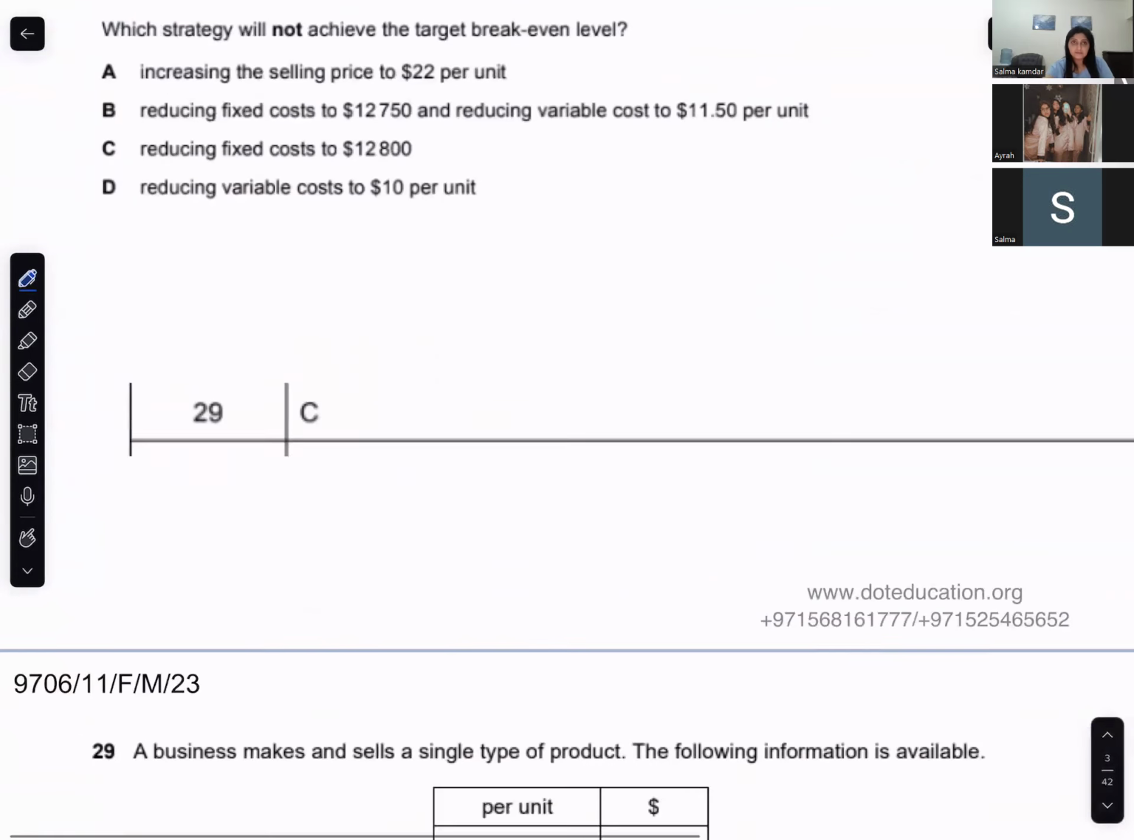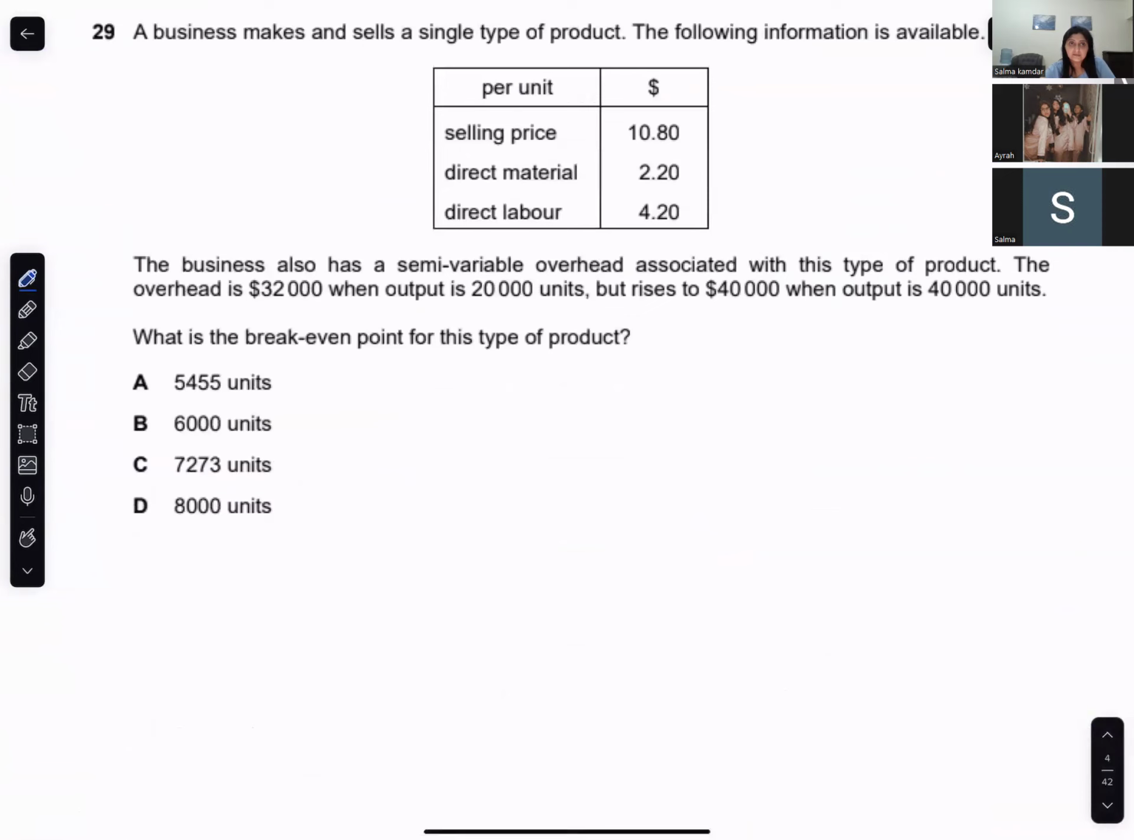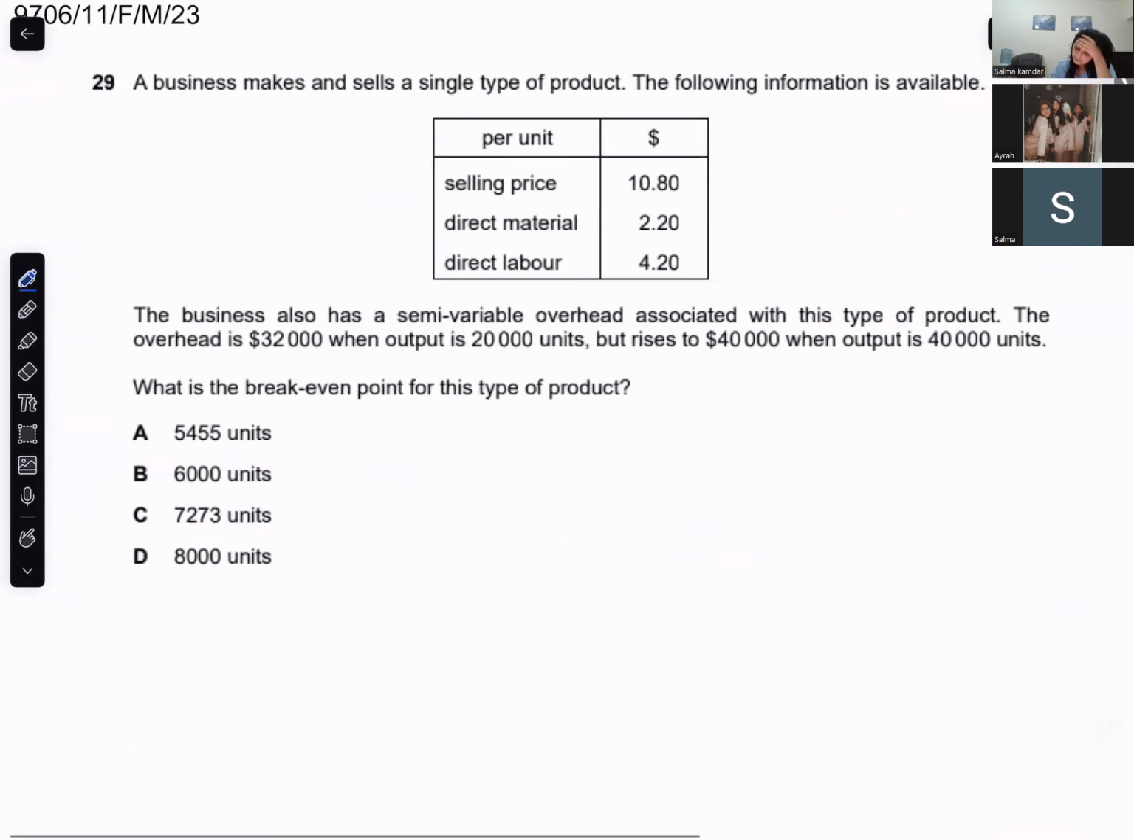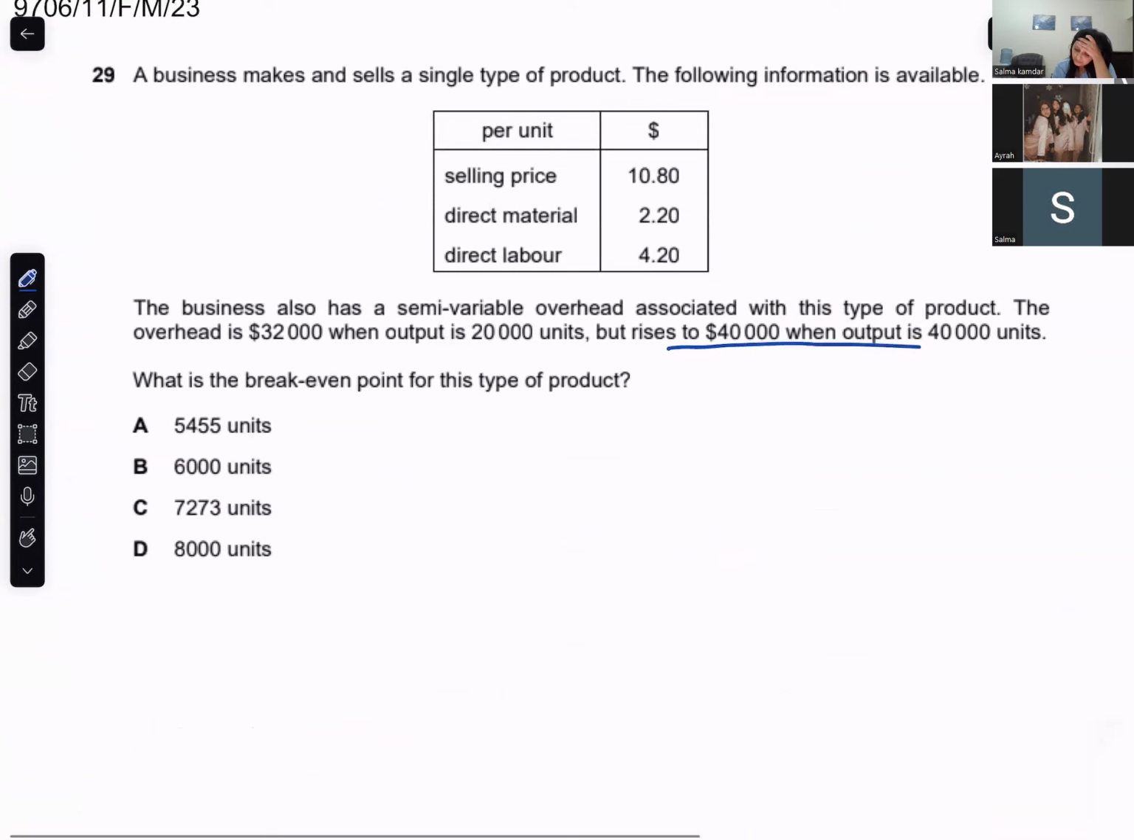A business makes and sells a single type of product. The following information is available. The business also has a semi-variable overhead associated with this type of product. The overhead is 32,000 when the output is 20,000 units, but rises to $40,000 when output is 40,000 units. What is the break-even point for this type of product?